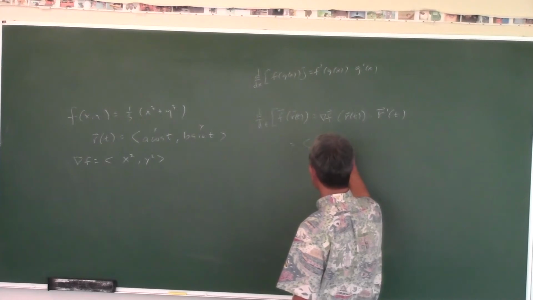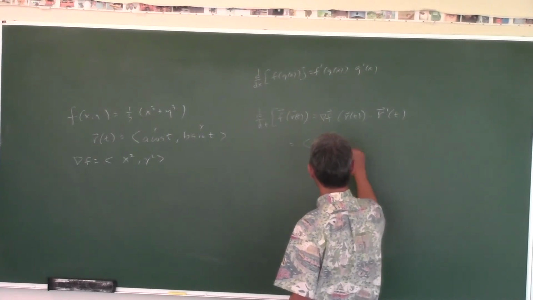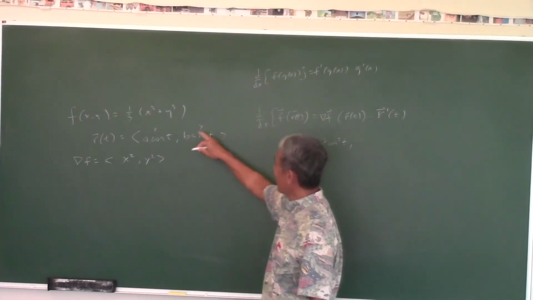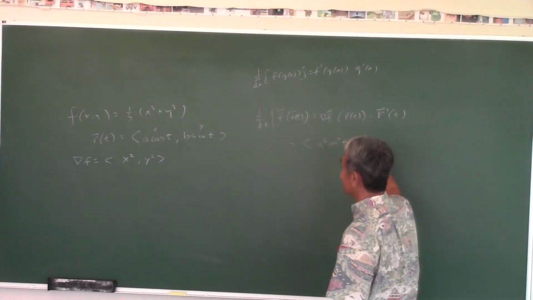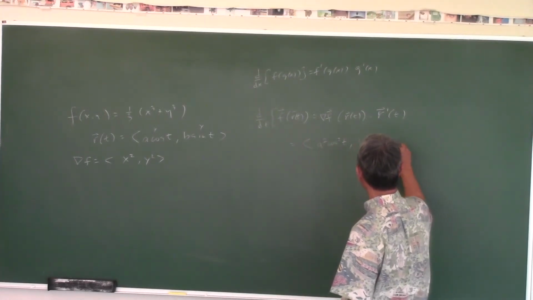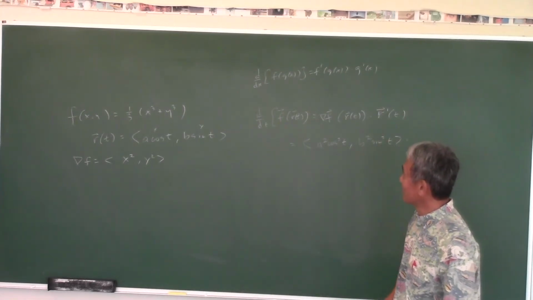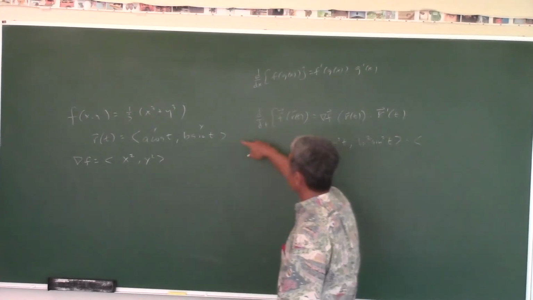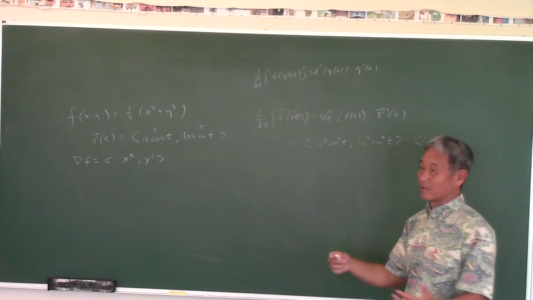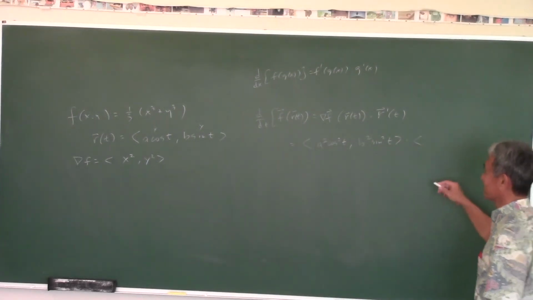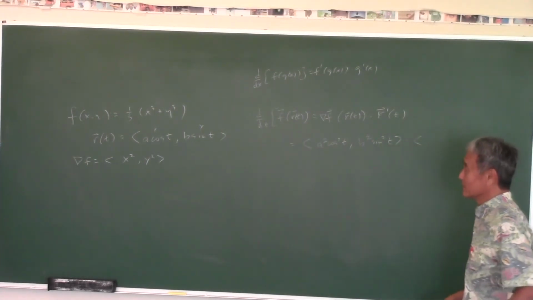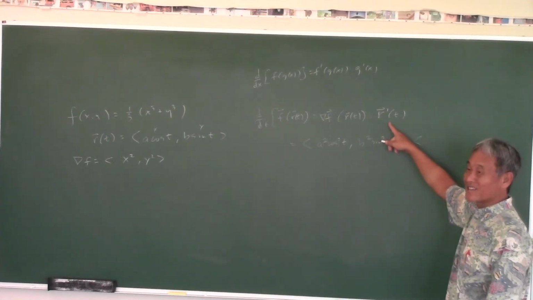A squared cosine squared t. Okay, that's ugly. Comma, and then take the y and plug it in there. B squared sine squared t. And then we're gonna dot it with the derivative of r. Okay, here's r, which you can think of as the position vector, if you want to. So we need to dot it with the velocity vector.